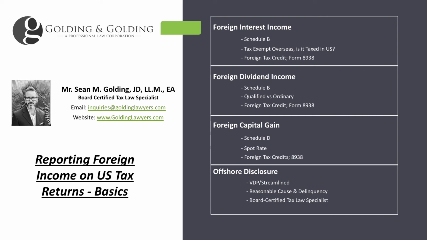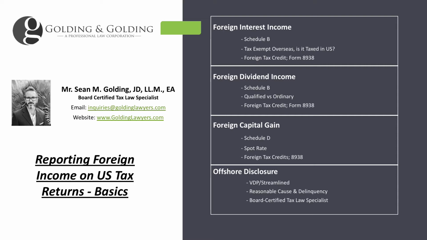Good afternoon. This is Sean Golding with Golding and Golding, here to discuss the very basics of how to report foreign income on your U.S. tax return. So, generally, as a U.S. person filing a Form 1040, whether you're a U.S. citizen, legal permanent resident, foreign national who otherwise meets the substantial presence test but doesn't qualify for the closer connection exception, you have to report your worldwide income.